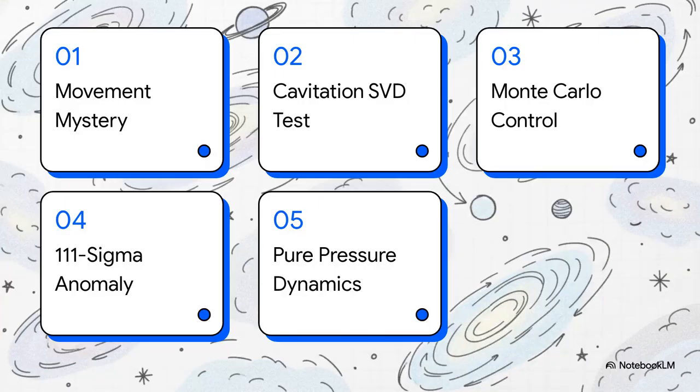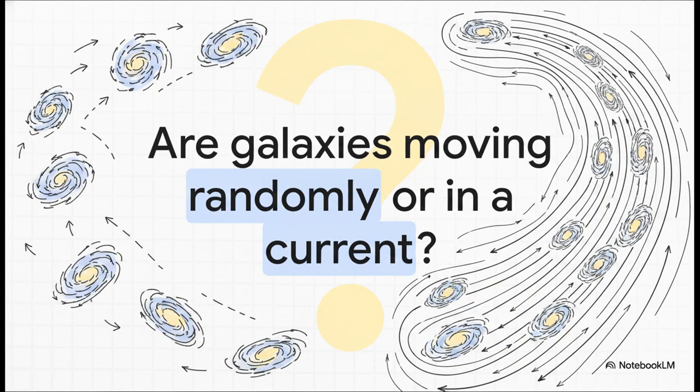Here is our quick roadmap for unpacking this readout today. We'll start with the galactic movement mystery, move on to the cavitation-SVD test, and then run through the Monte Carlo control. After that, we'll hit the shockingly massive 111 sigma anomaly, and finally, we'll break down the real physical implications of all this. To set the stage, let's talk about the central mystery of our cosmic detective story.